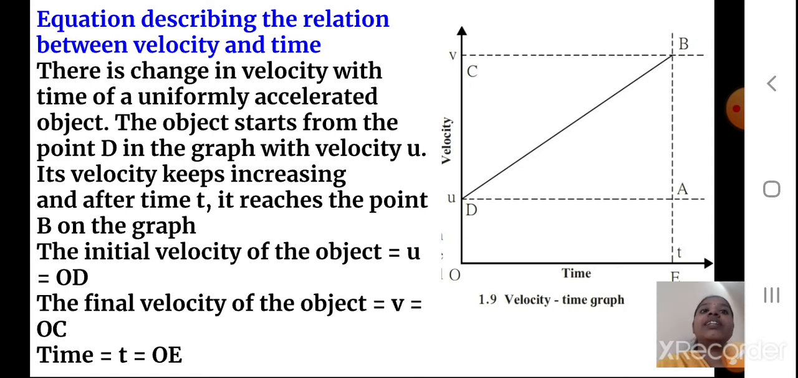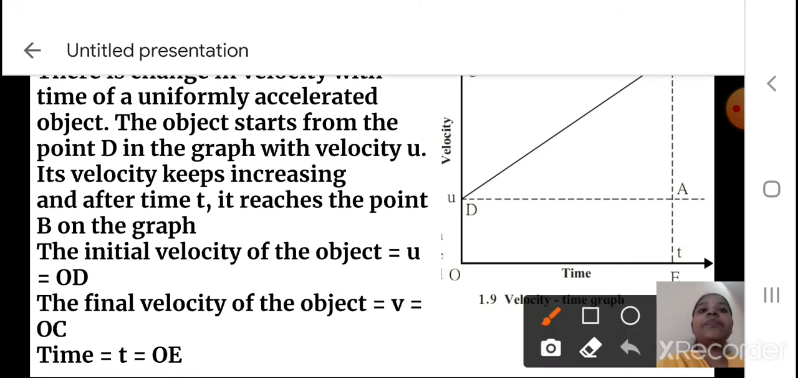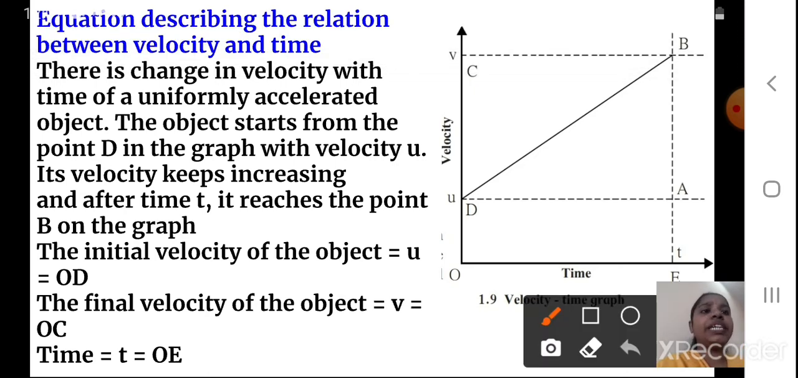Now there is a change in velocity with the time of a uniformly accelerated object. The object starts from the point D in the graph with velocity u. Here you can see the object starts from the point D, so it is starting from this point D and its initial velocity will be u. You know this. Its velocity keeps increasing and after time t it reaches the point B on the graph. So where is it reaching? This point it is reaching, in what time? T.